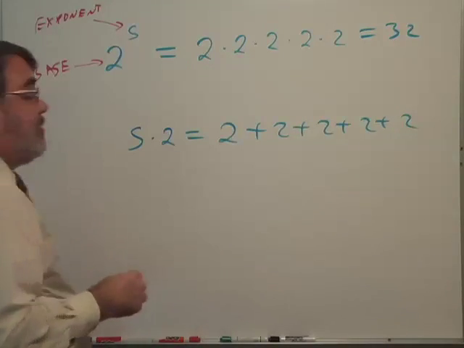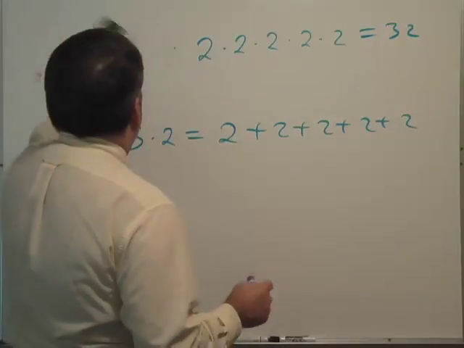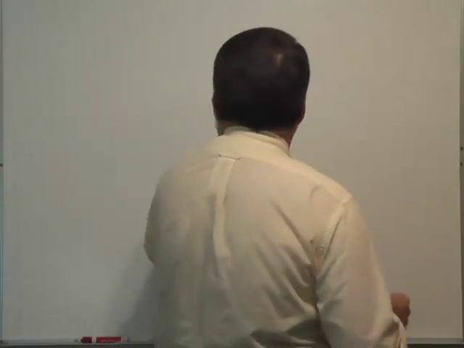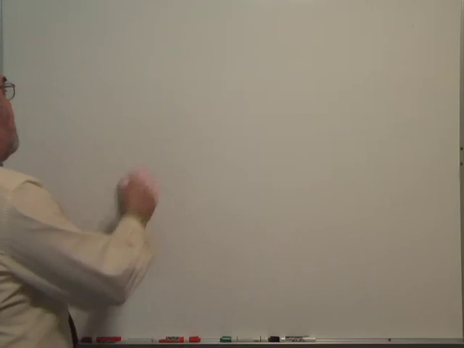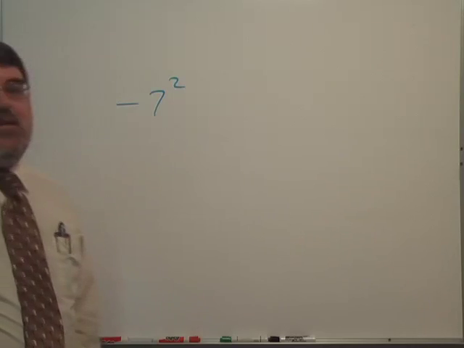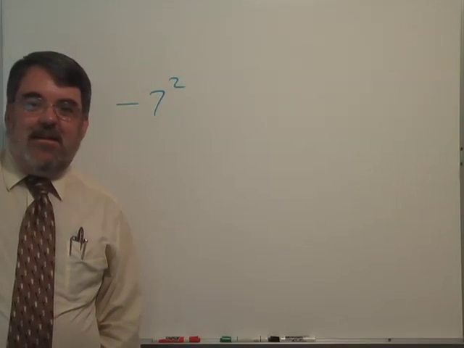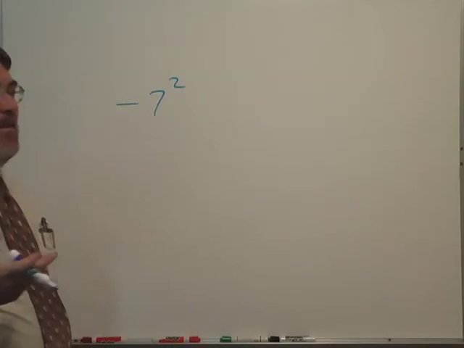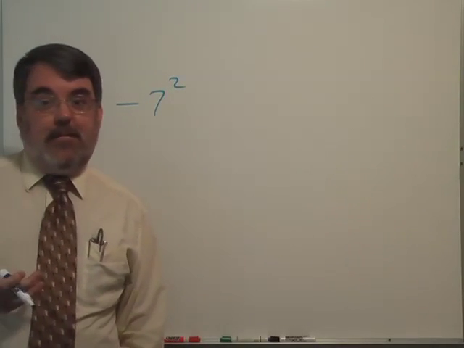Now I want to talk about one other thing in this little video, and this is a mistake that people will make. Another one of those common errors, and don't fall for the trap. So let me give you this example: negative 7 to the second power. Or we might say that's negative 7 squared. All right, now what do you think it is? You're probably wrong. I know students, and you probably said, well, that's equal to 49. No, it's not equal to 49.